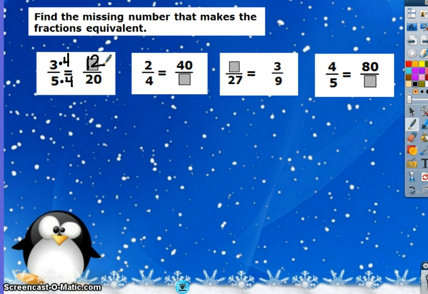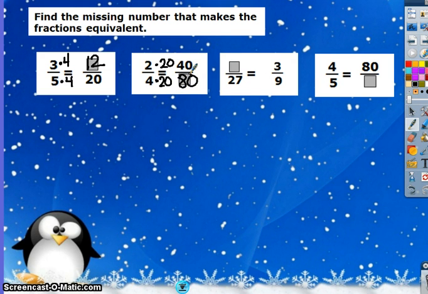Okay, so here I'm going to look at the 2 and the 40 because I want to leave my empty box for last. So 2 times what gets us 40? 2 times 20 gets us 40. 4 times 20 will get us 80.